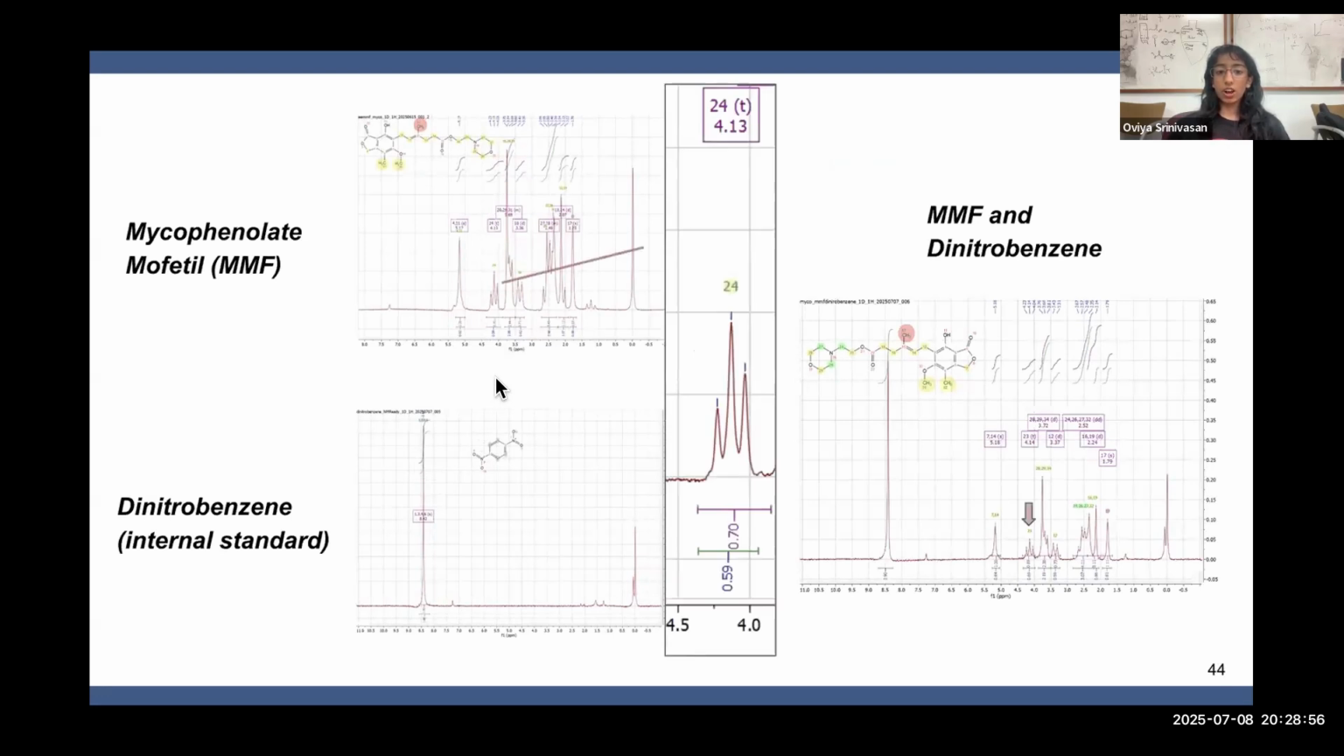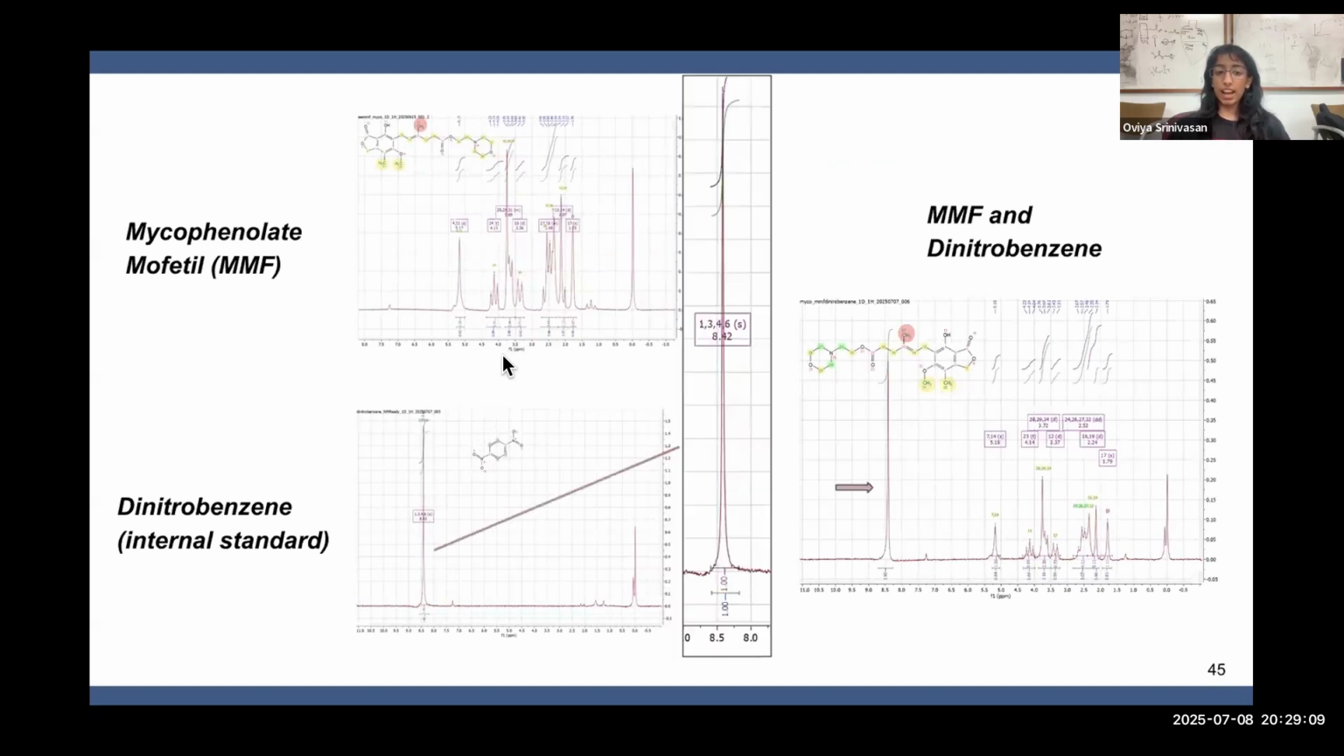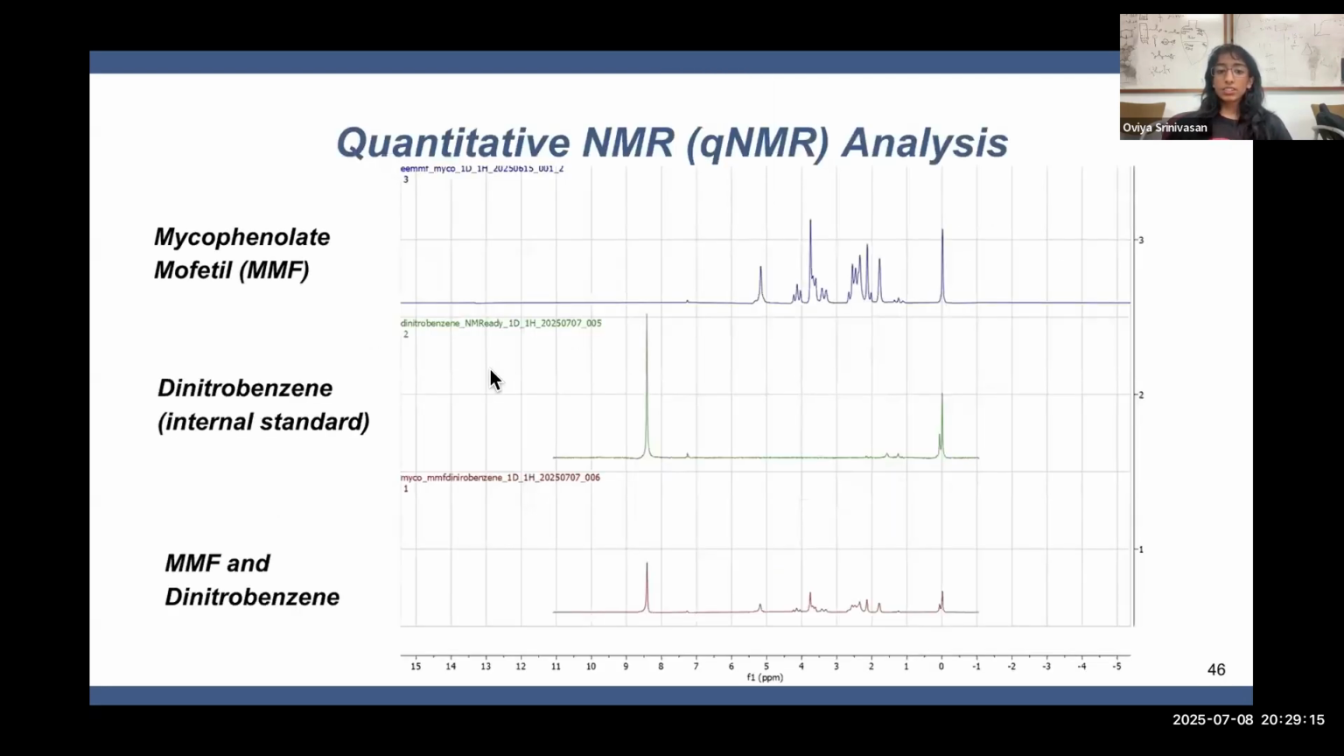You can choose any strong peak from your compound and internal standard, and these will be your diagnostic peaks. Shown here is our diagnostic peak for mycophenolate mofetil, the triplet, and our diagnostic peak for dinitrobenzene, which is the only peak, a singlet. Here we have shown how dinitrobenzene and mycophenolate mofetil do not overlap in their peaks, and this allows us to perform quality QNMR analysis.